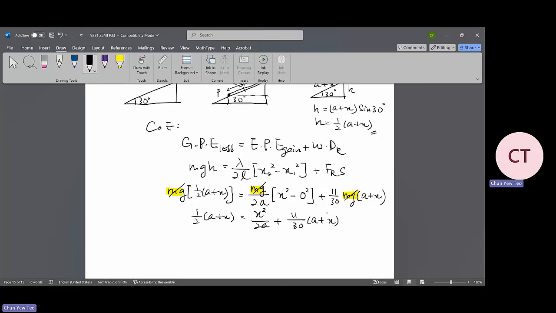Okay, so this is what we have. And we can actually join together. Or maybe we don't need to join together. I multiply everyone by the 30a. I will get this one as 15a, a plus x. Multiply everyone by 30a. Then I get this.